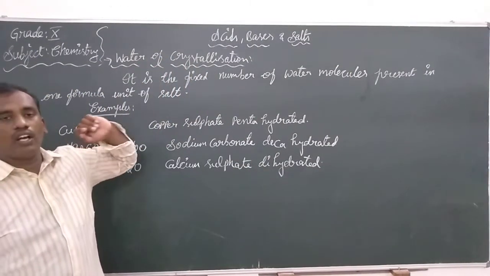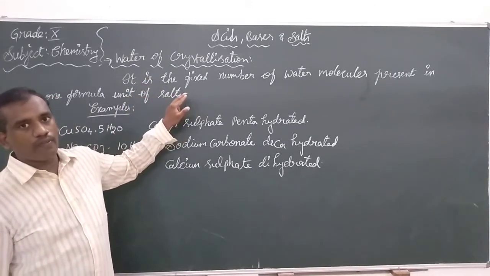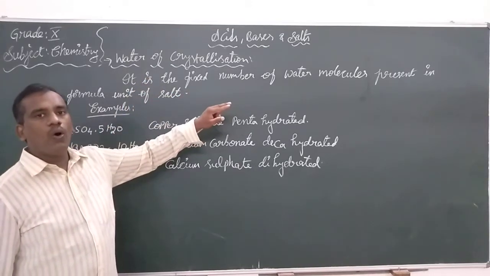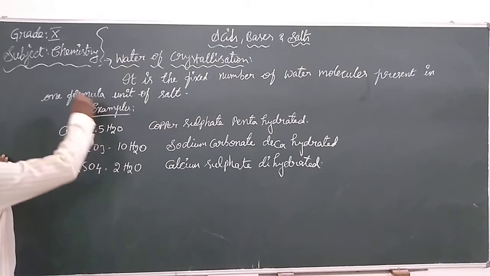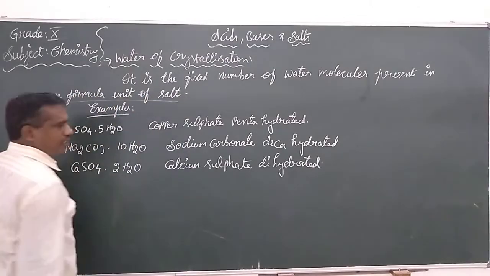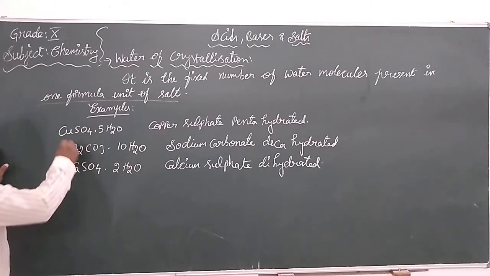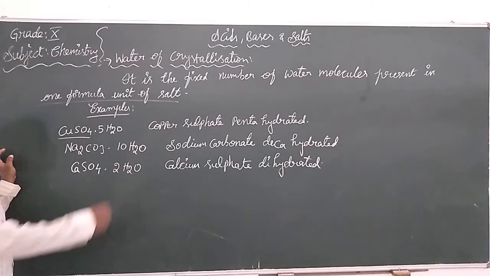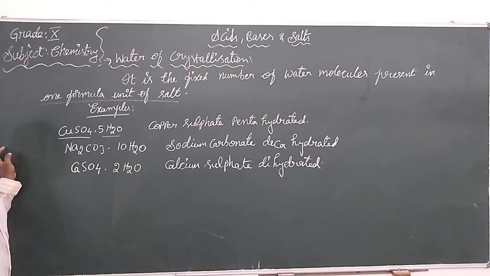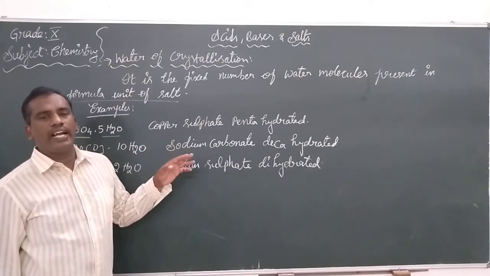So let us see the definition of water of crystallization. It is the fixed number of water molecules present in one formula unit of a salt. This is the formula of copper sulfate. For this one, how many water molecules were attached? 5 water molecules were attached. Hence it is called copper sulfate pentahydrate.